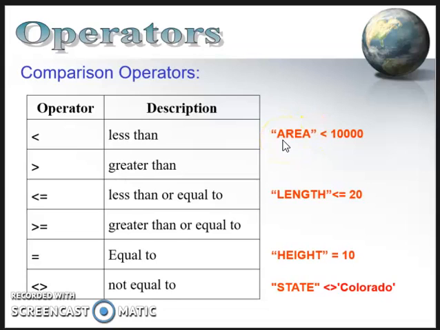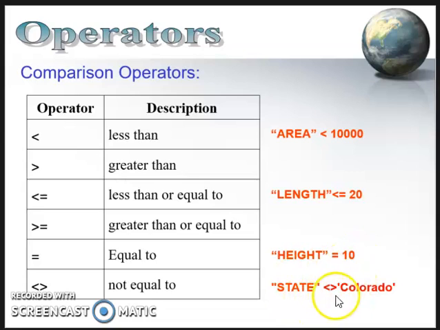Here I'm going to select the field area, and I want everything within that field that is greater than 10,000. If I put that into my SQL, it's going to select all of the areas that are greater than 10,000. We can see the same here with length: it's going to be anything that's less than or equal to 20, and then with height, anything that's equal to 10 is what is going to be selected.